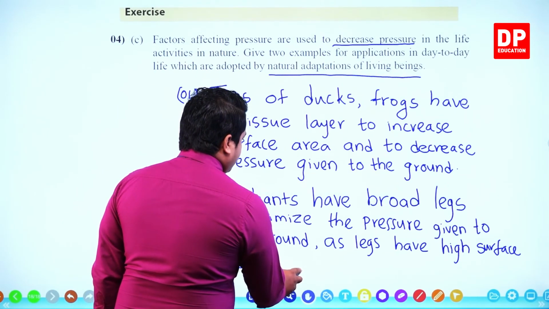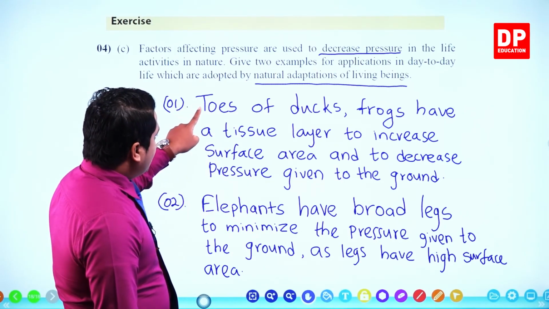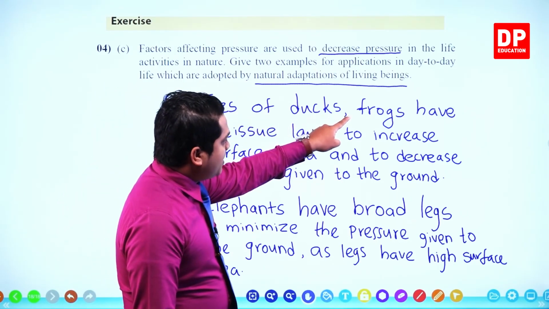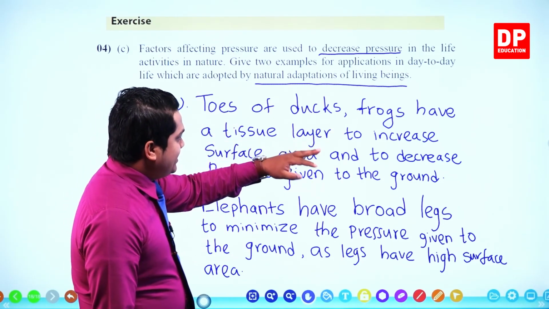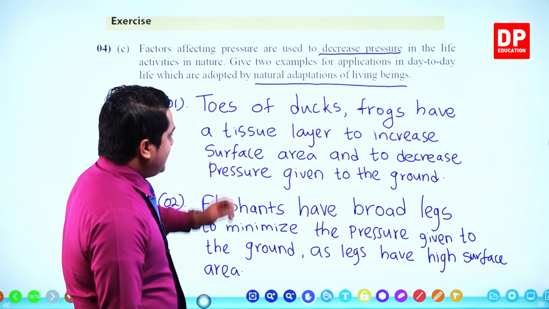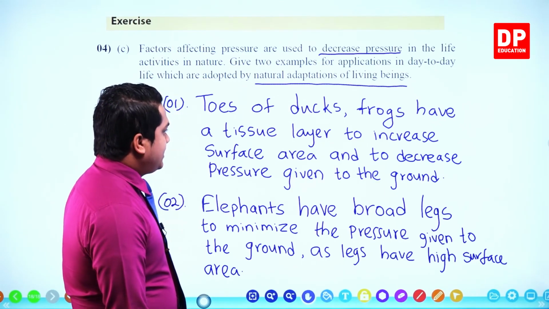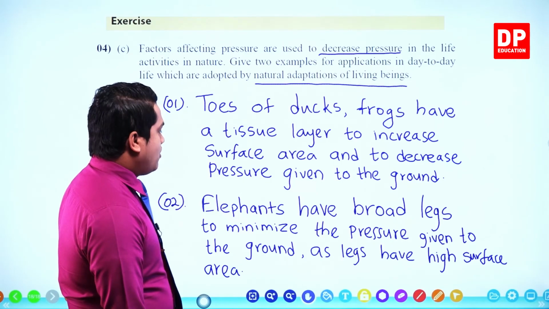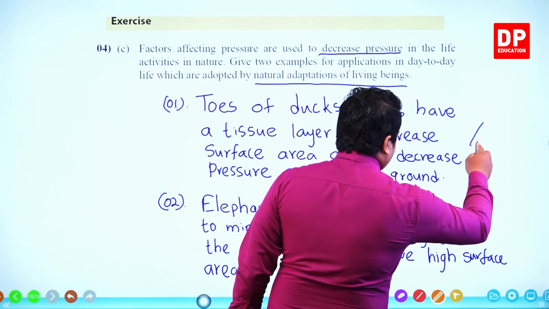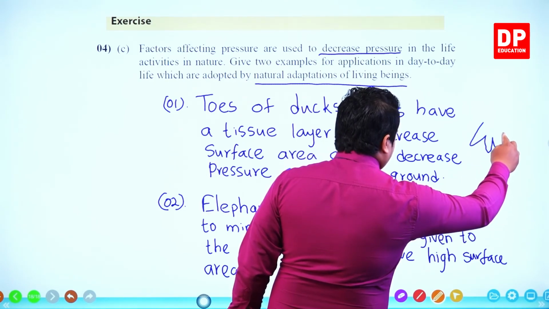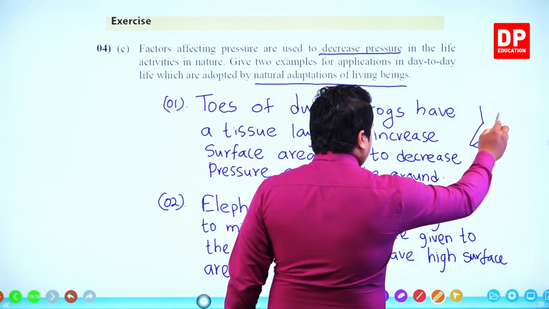So my dear children, these are the two instances. So number 1, toes of ducks, frogs have a tissue layer to increase surface area and to decrease pressure given to the ground. Right? It's like this. So these are the toes. So within the toes there are tissue layers like this. Okay.